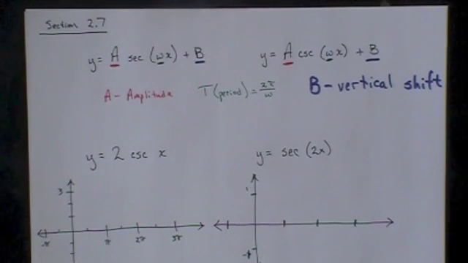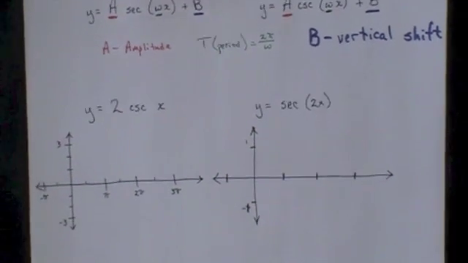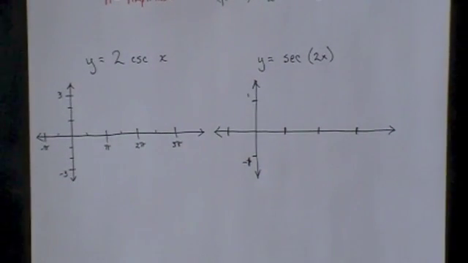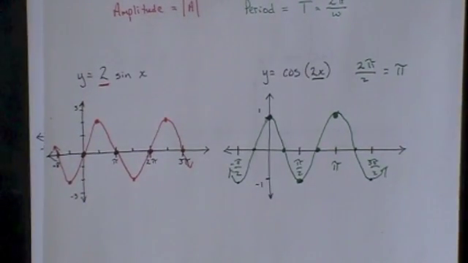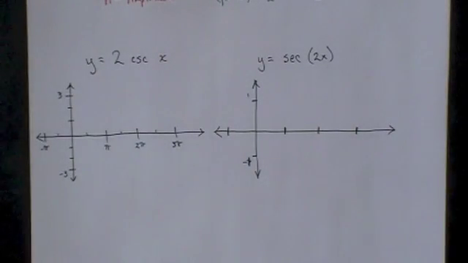Now, critical points for secant and cosecant are the same critical points we had for sine and cosine. So when we do these two graphs, what we really want to pay attention to are the graphs that we just finished doing. Those same critical points for the ones that we just finished are now going to be critical points for these two graphs.